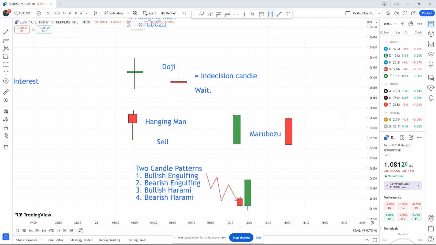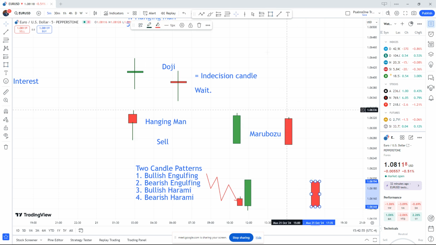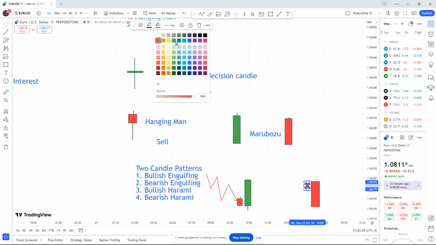I will not teach us all these candle patterns because I'm just trying to teach you the ones that I feel we really need. Then let's list three candle patterns.